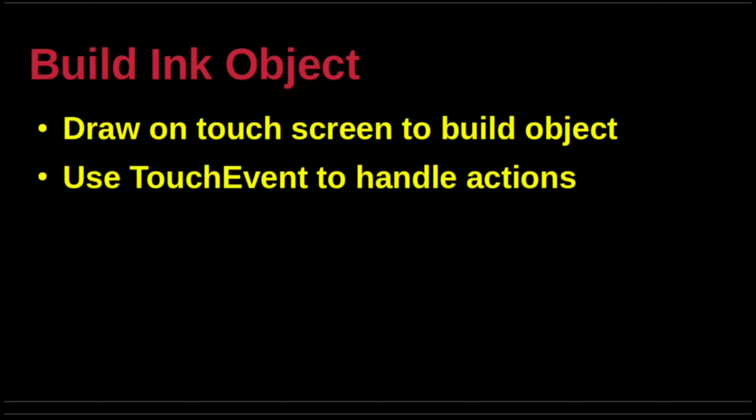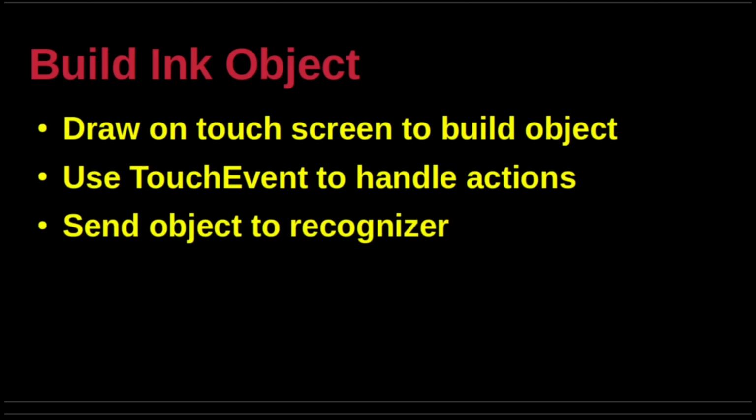The main way to build an ink object is to draw it on a touch screen. You can use a canvas object for this purpose. Your touch event handlers should call the add new touch event method. Send object to recognizer.